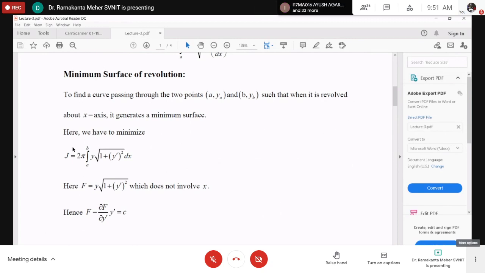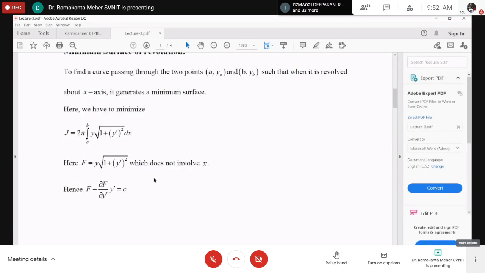This is the surface area of revolution that we have got from our formula: 2 pi integral from a to b of y into root over of 1 plus (dy by dx) whole square dx. So we have to minimize this surface area of revolution. For minimization, we can use Euler's formula to get the minimizing curve. So here f is y into root over of 1 plus (dy by dx) whole square.